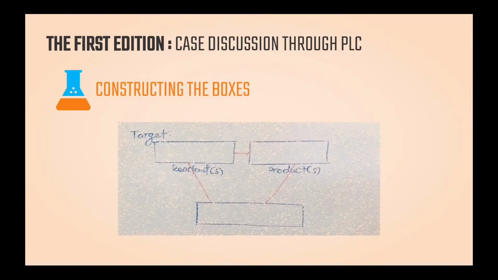This brings us to the box method. This is how a box method is typically constructed, where we have a box of reactants and a box of products and a box for other things here, where the top boxes are the target equation.